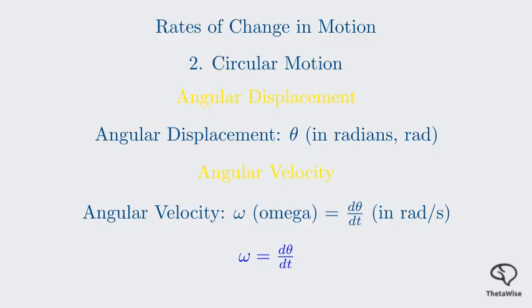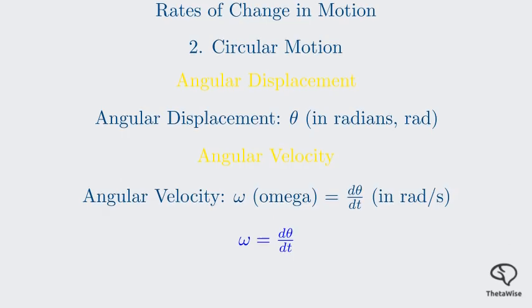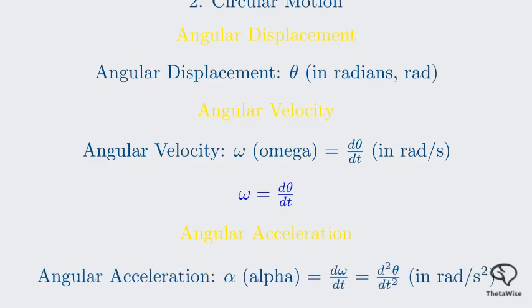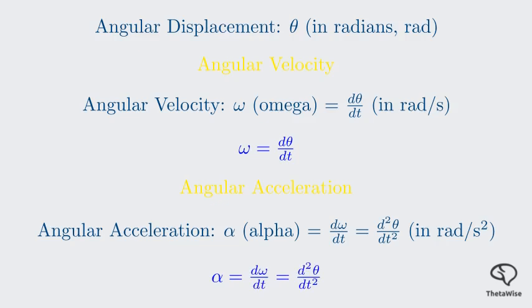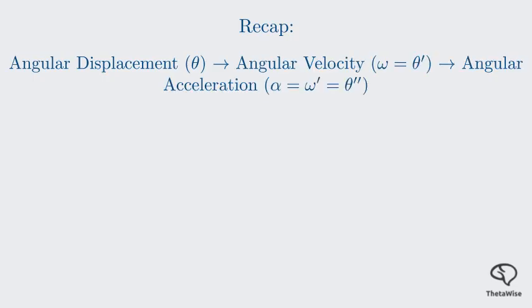Just like velocity is the derivative of displacement, angular velocity is the first derivative of the angular displacement function. And the rate of change of angular velocity is angular acceleration, represented by the Greek letter alpha. Angular acceleration is the first derivative of angular velocity, or the second derivative of angular displacement. A common convention is to take the counterclockwise direction as positive. These formulas are identical in structure to the rectilinear formulas. We are simply applying the same calculus concepts to a different type of motion. So, to recap circular motion, angular displacement theta becomes angular velocity omega when you differentiate it once, and angular acceleration alpha when you differentiate it twice.